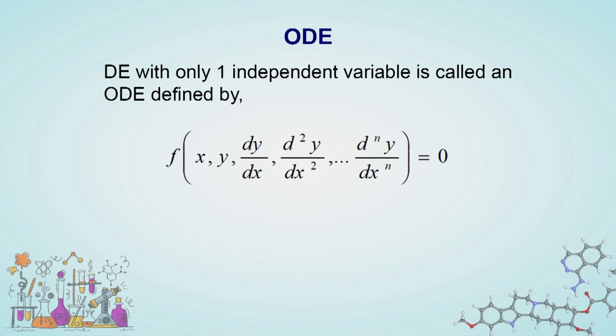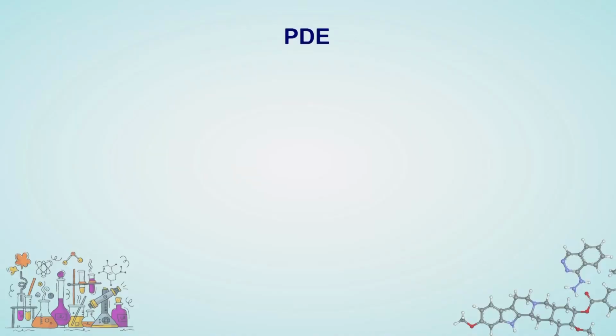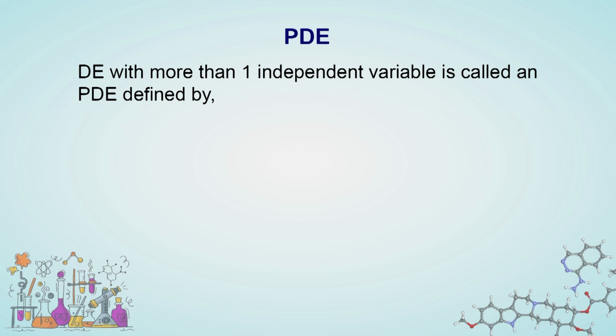If there is only one independent variable, it means this is an ODE. Similarly, this is the generalization of ODE, that is the PDE. The only thing to be noticed here is that the number of independent variables is more than one. It means 2 or 3 or 4 or n.